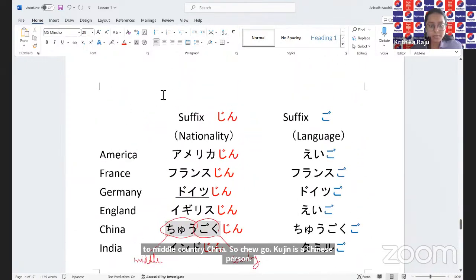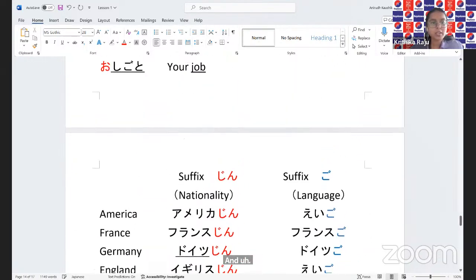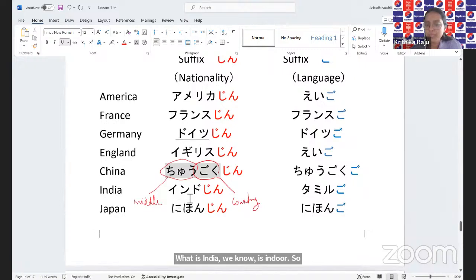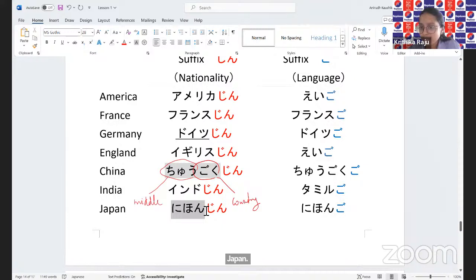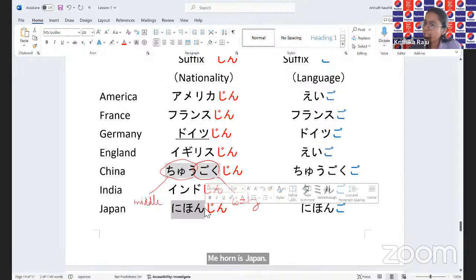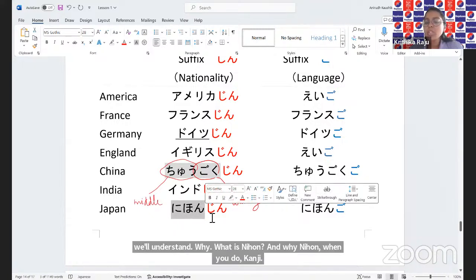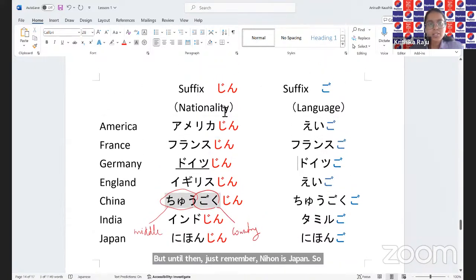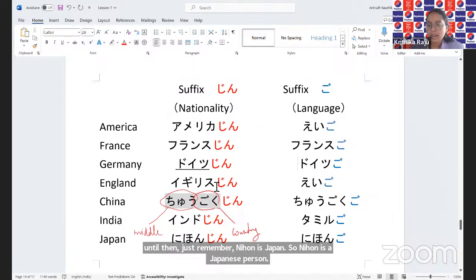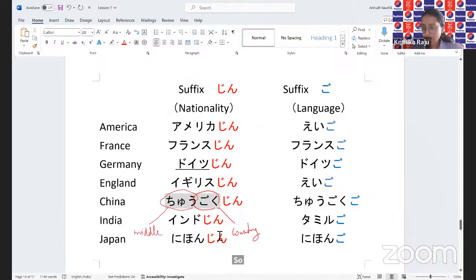And what is India? India we know is Indo. So Indo-jin is Indian. Finally, Japan. They have a word for their own country, that is Nihon. Nihon is Japan. We'll understand what is Nihon and why Nihon when you do kanji. But until then, just remember Nihon is Japan. So Nihon jin is a Japanese person. So jin is a suffix that you use after the name of a country to talk about the nationality.